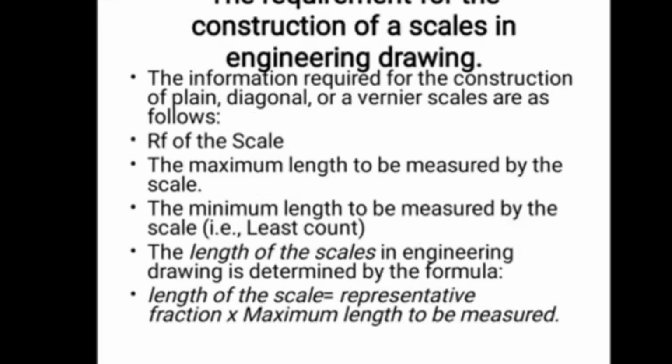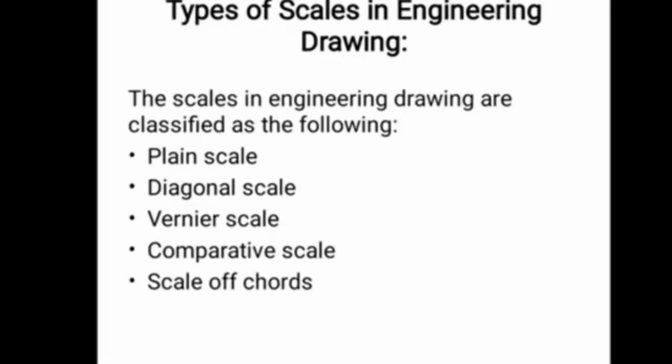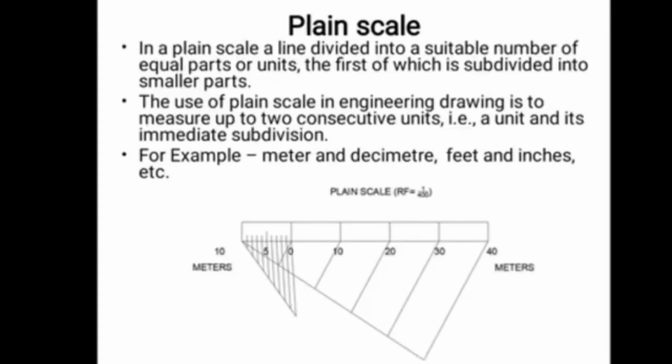What are the important things we require for construction of scales in engineering drawing? We have to identify whether we are drawing a plane, diagonal or Vernier scale, the representative fraction, the maximum length that can be measured from the scale, and the minimum length that can be measured, that is the least count. With the multiplication of the representative fraction, the length of the scale can be easily found using a particular formula. Here we see the types of scales: plane scale, diagonal scale, Vernier scale, comparative scale and scale of chords.